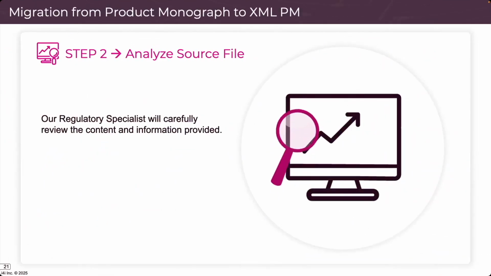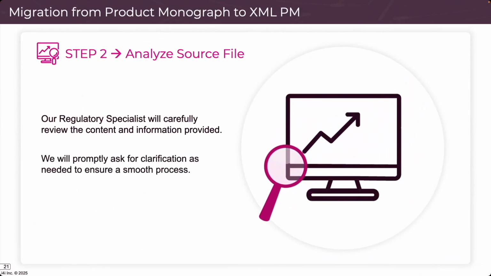Once all required source materials and instructions are gathered, our first step is to thoroughly analyze the source files. The assigned team member will carefully review each document and all provided information to confirm that everything necessary is present and the instructions are clear. If we identify any missing items, such as any missing metadata values that are mandatory, or if we need additional details to create a compliant XML PM, we will promptly reach out for clarification to ensure a smooth process.